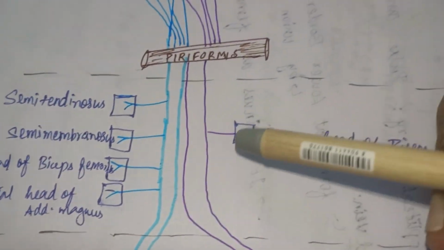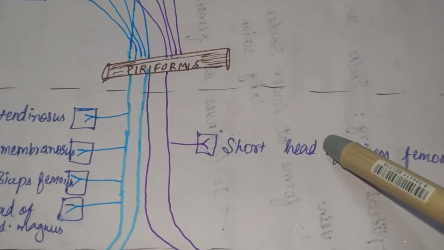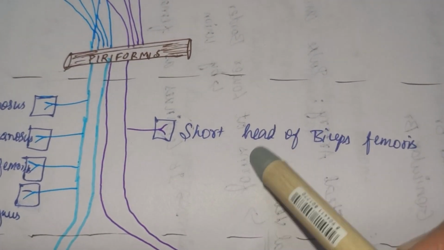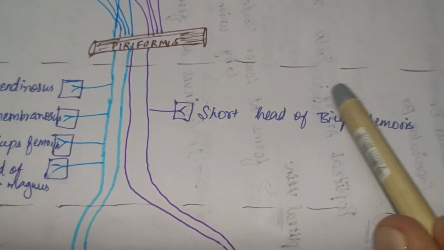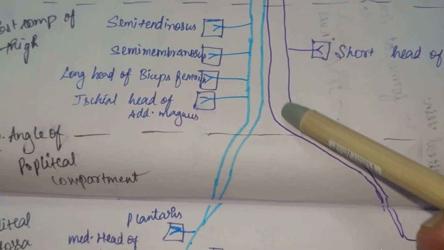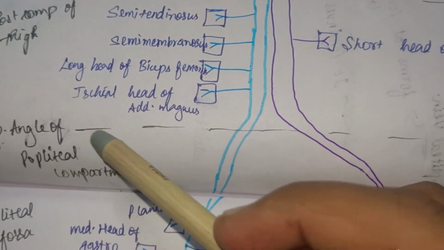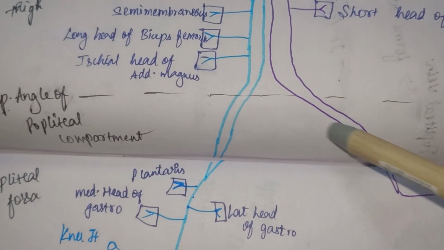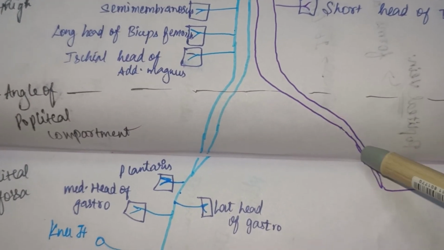Okay, but the only muscle supplied by the common peroneal part of the sciatic nerve is the short head of biceps femoris. This is the most important point. Okay, now the sciatic nerve moves along to the superior angle of the popliteal fossa. Now it divides into two parts, which are the tibial nerve and the common peroneal nerve.